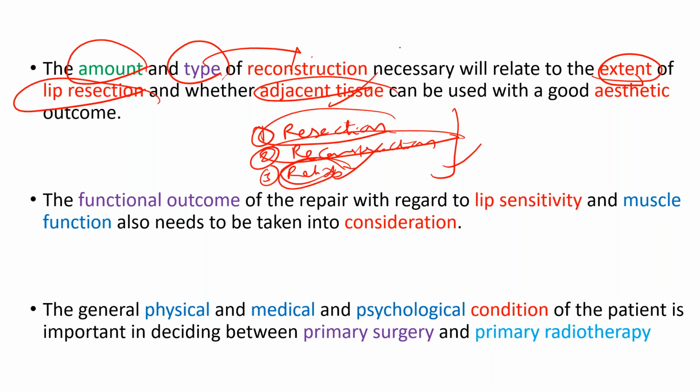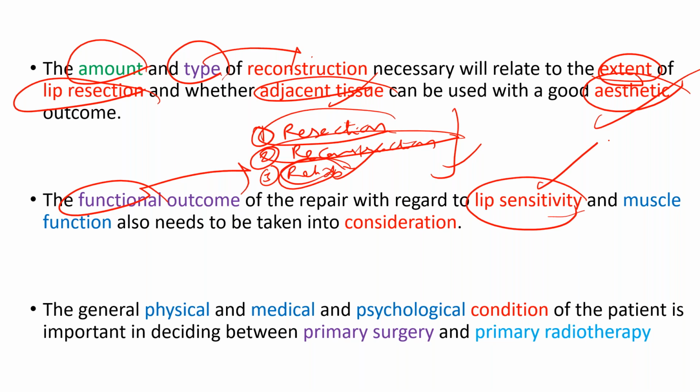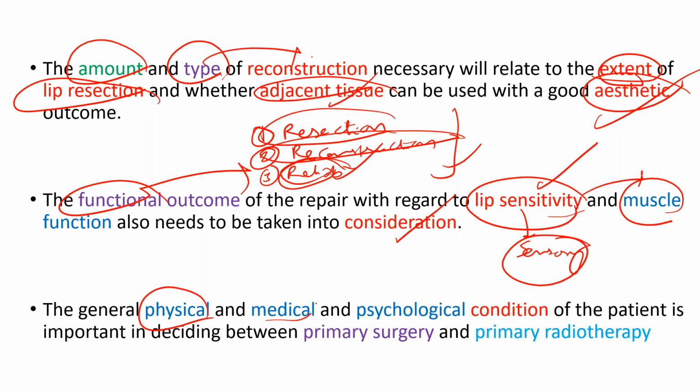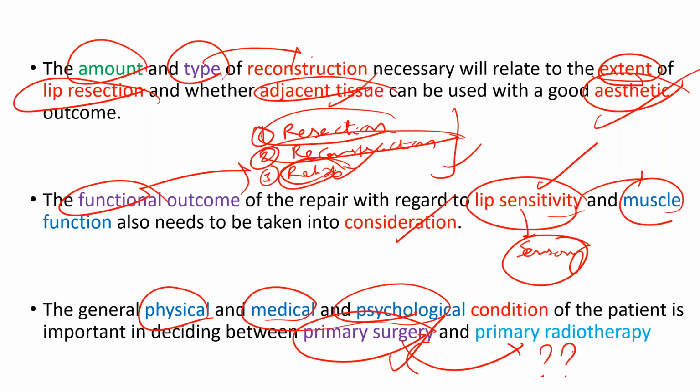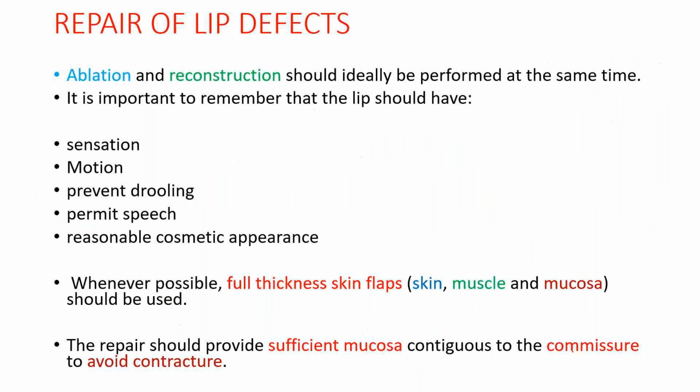So it depends on whether adjacent tissue is involved or not, and the lip is related to aesthetics. Therefore, you have to keep this aesthetic component in mind. And you should see the functional outcome, that is rehabilitation. For the lip to function, you should have sensitivity, that is, sensory supply should be there, and muscle function. You should take into consideration whether the muscle is functioning or not. So physical, medical, and psychological condition help us see whether to go for surgery or radiotherapy. Which one you take depends upon the situation of the patient.